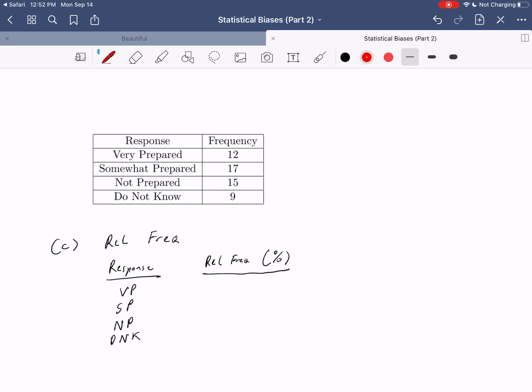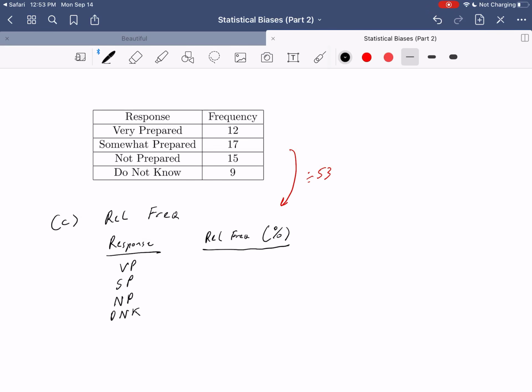So let's go ahead and do that. To make this conversion, we're going to divide by 53. We can do that on our calculator. The first one, if we did that, we'd have 12 divided by 53, and we should get about 22.6%. Then 17 divided by 53, we should get 32.1%. Then 15 divided by 53, 28.3%. And then 9 divided by 53, once we round that, we should get 17.0%. So there we go.